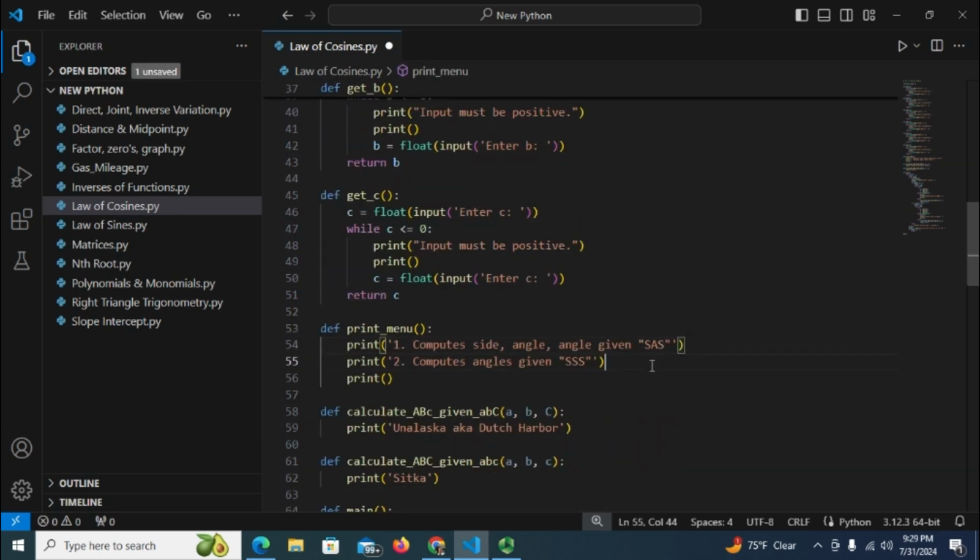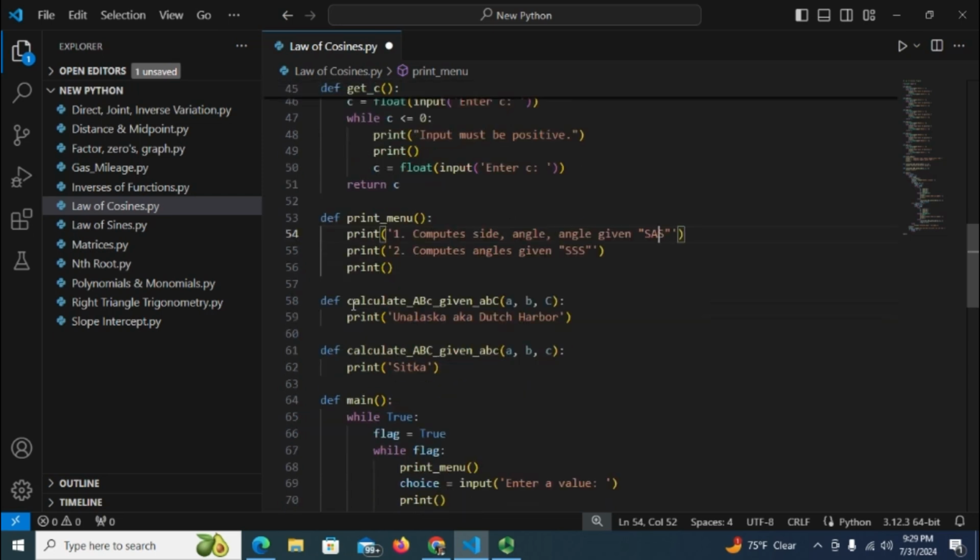So, all right, this is our main print menu function, and our focus will be on the two concepts. These are the main two concepts that we're focusing on in this program. So we will be computing side, angle, given side, angle, side. So side would be one of the sides. Angle is between those two sides. That's SAS. Or computing all the angles given the three sides. That's from Math is Fun that we looked at just now. They were given the three sides and we find the angles.